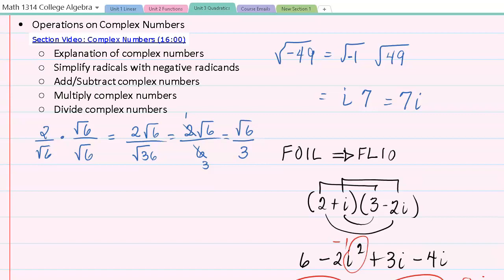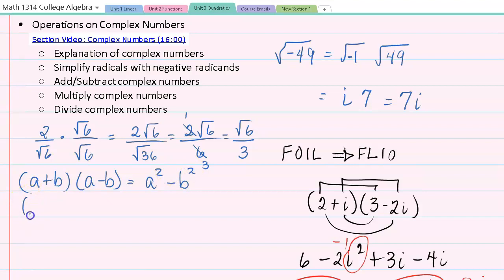So for dividing complex numbers, we will multiply both the numerator and the denominator by the complex conjugate of the denominator. Let's first take a look at conjugates. Conjugates are in the form of a plus b and a minus b. When we multiply these two, we get a squared minus b squared.